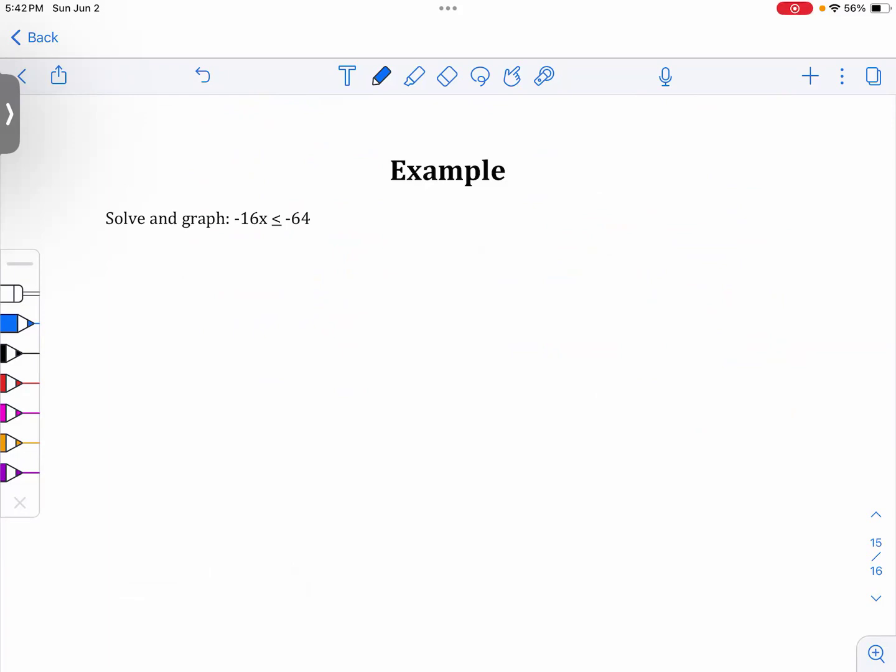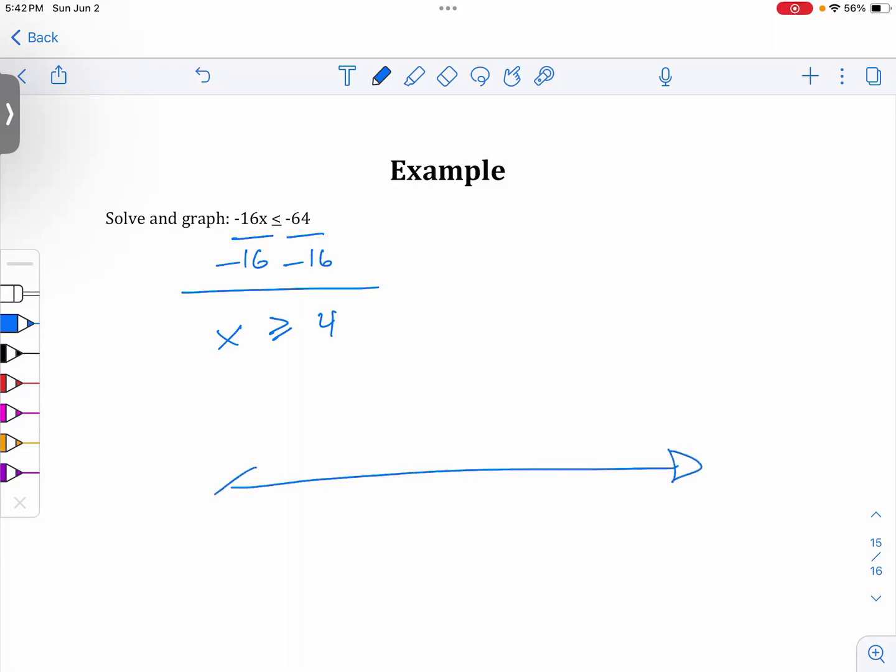-16x less than or equal to -64. Divide by -16, divide by -16. -64 divided by -16 is +4. And here's the big one. I divided by a negative, so my inequality now changes direction. So multiplying or dividing by a negative, that's when it flips. Close circle on 4, and x is greater than or equal to 4, so it goes up from there.